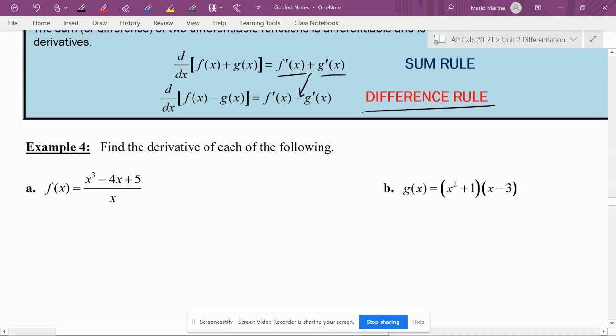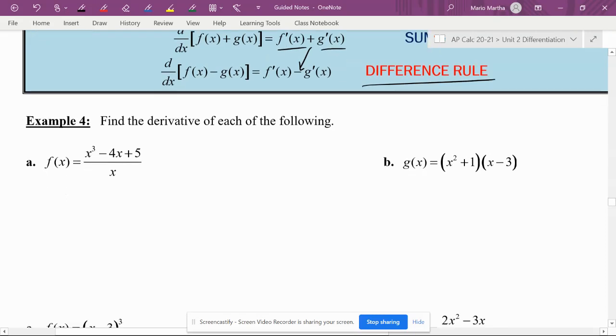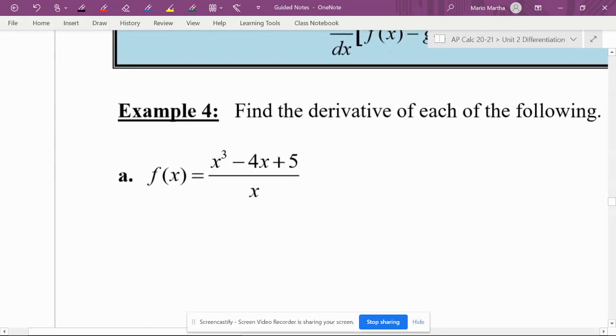So here we want to find the derivative of each of the following. Now, be careful whenever you see these. The first thing you want to do is make sure you separate all the fractions, make separate fractions if you see just a single denominator. So this would be x to the third over x minus 4x over x and then plus 5 over x. And make sure you do this primarily because, again, you can simplify a little bit further.